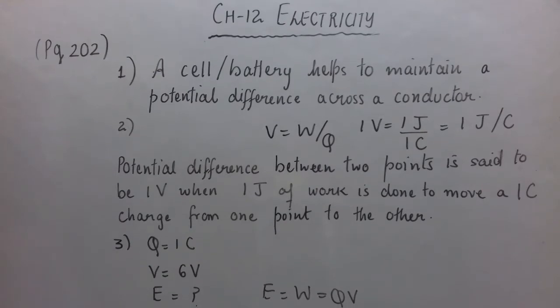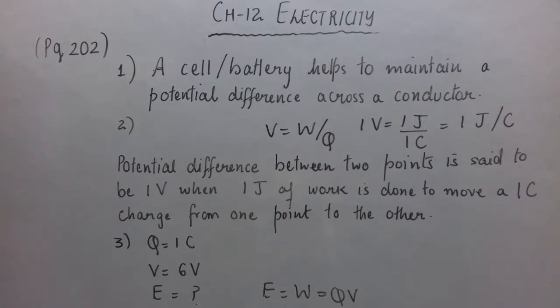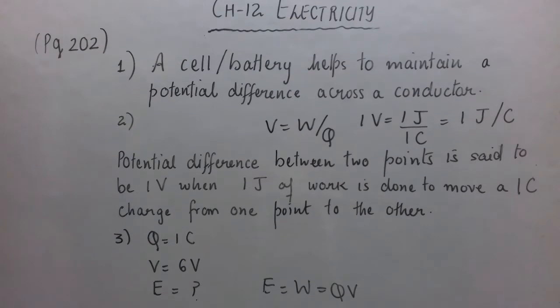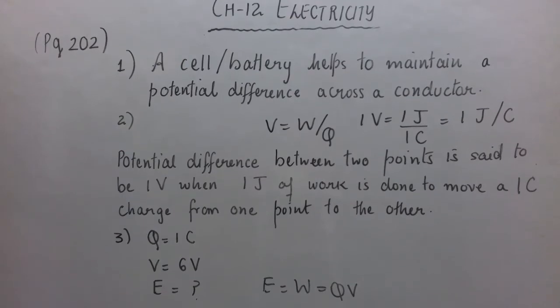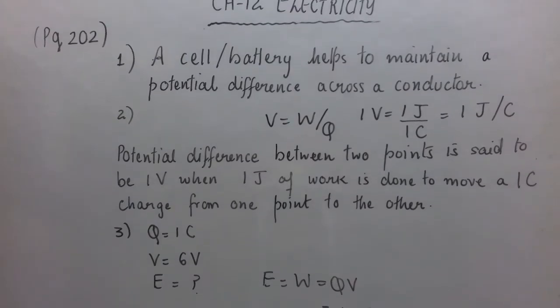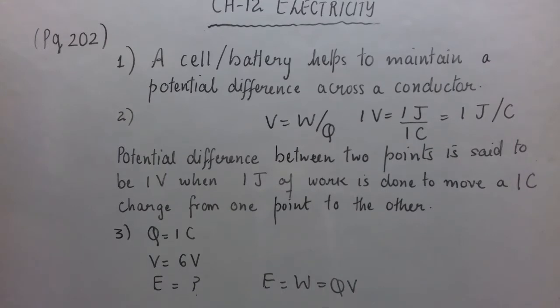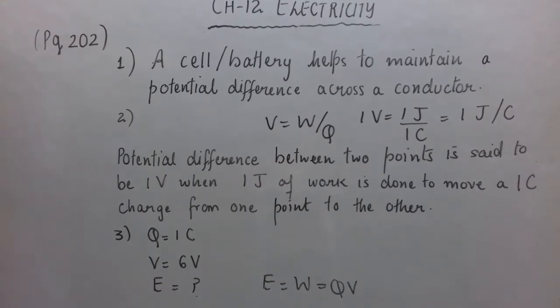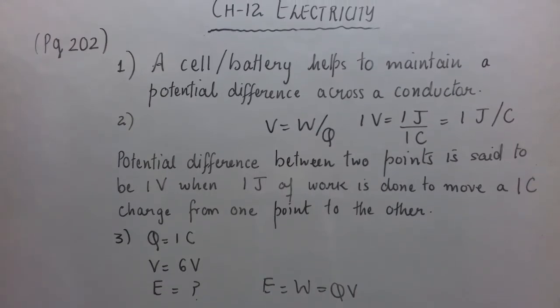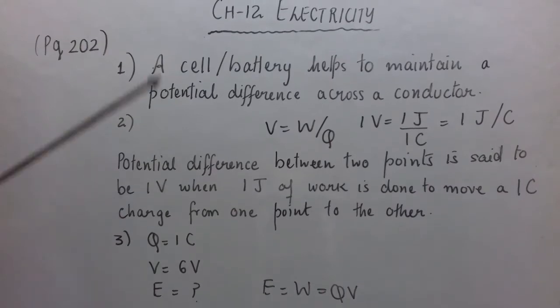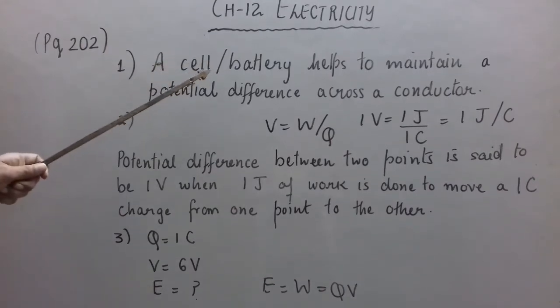Now let us see the questions given on page number 202. First question here is, name a device that helps to maintain a potential difference across a conductor. So you know the device which helps to maintain the potential difference across a conductor. It is a cell or a battery.